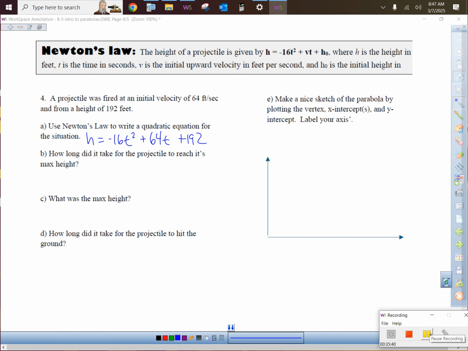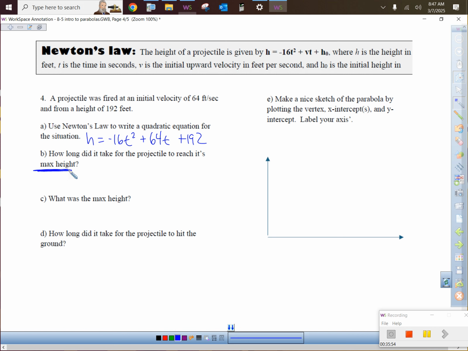We feel pretty good about putting 64 in for V. The weird thing is you have to have a t next to it also. You have to have that t. And then 192. How long did it take for the projectile to reach its maximum height? Shouldn't this be a parabola when we graph it, and shouldn't it open down because the a value is negative? It should have a maximum value.